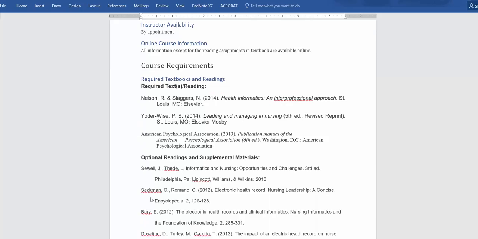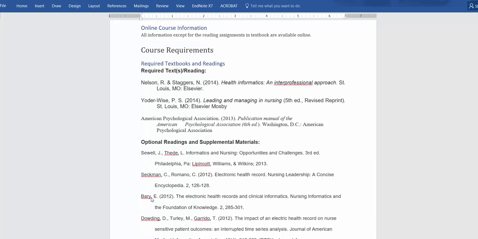The next part is the course requirements, and that goes over your textbook. We are using 2 textbooks. We're using Nelson and Staggers as our primary one for the health informatics. The Yoder Wise is going to be for the leadership part of the course, and that's actually a book that you're using in a different course, so we'll be referencing some specific reading related to that book.